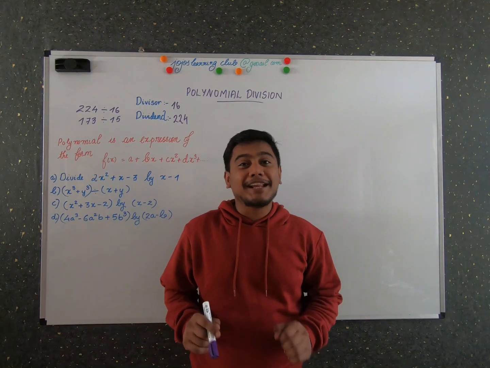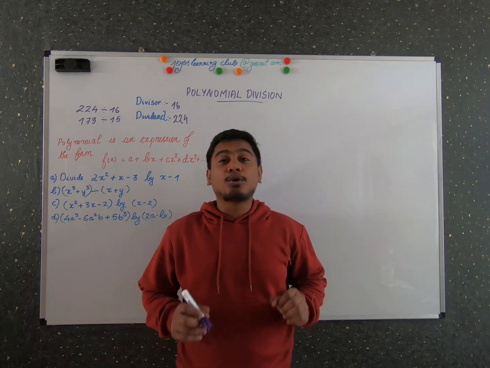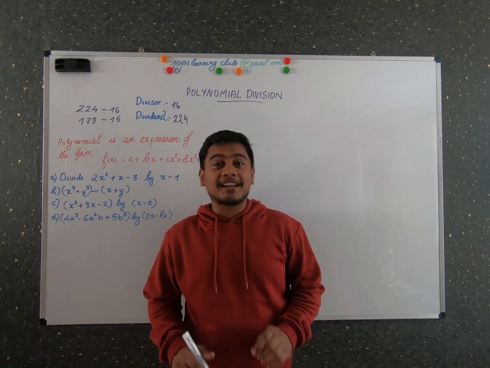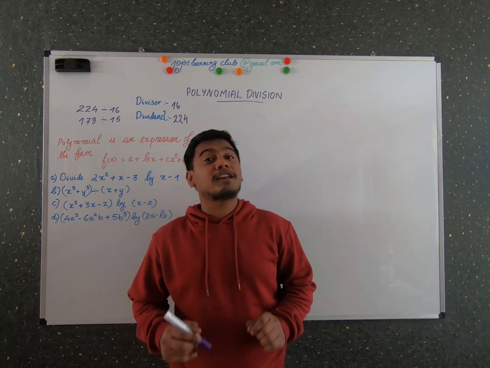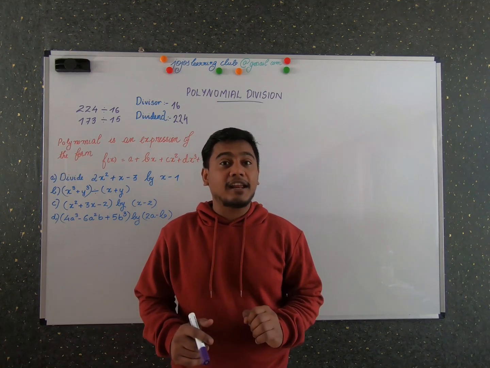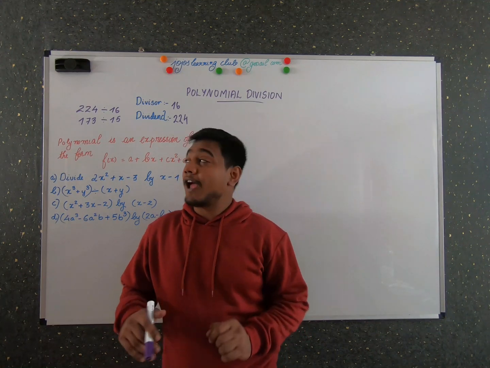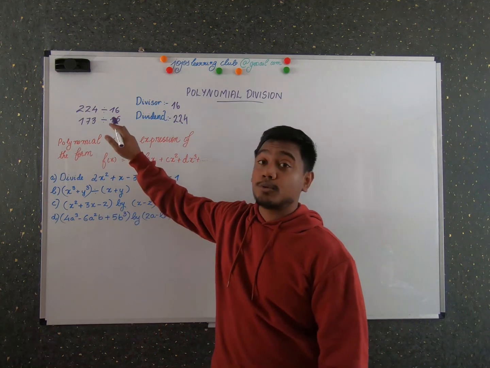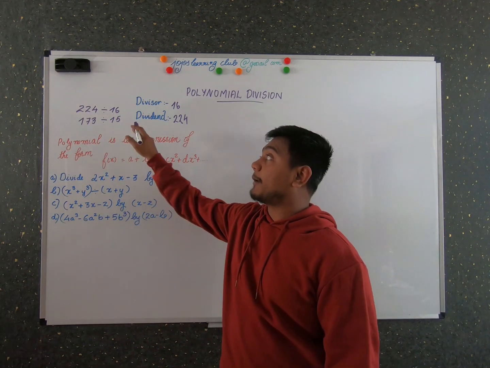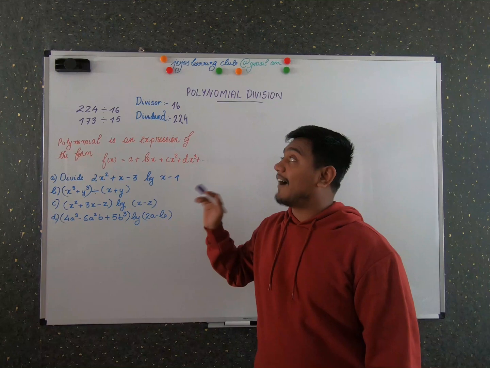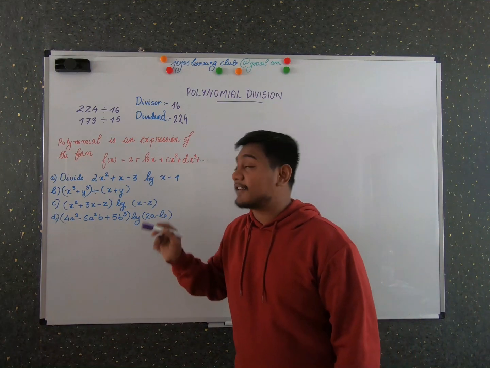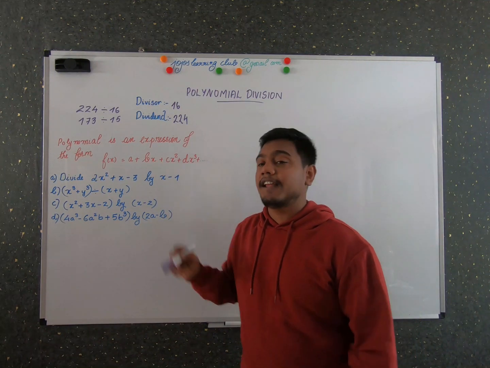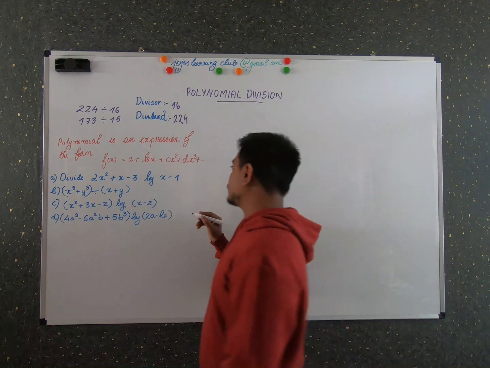So today I will be dealing with polynomial division. To understand polynomial division better, let's do some long division using numbers. I have written here two divisions: 224 divided by 16. What is the divisor in it? 16 is the divisor and 224 is the dividend. So let's do this long division.